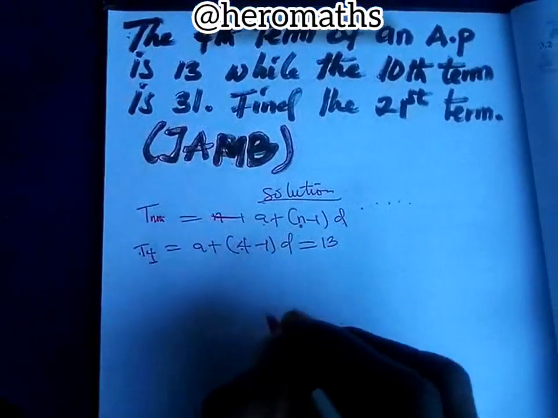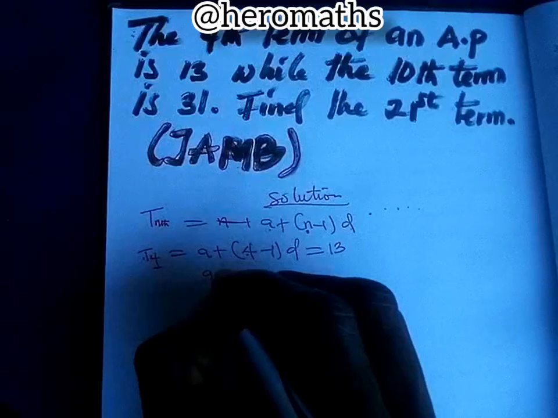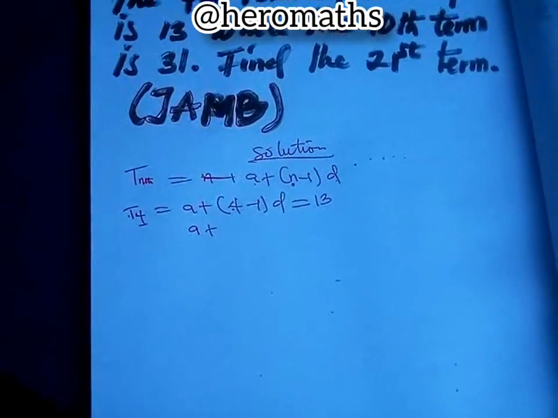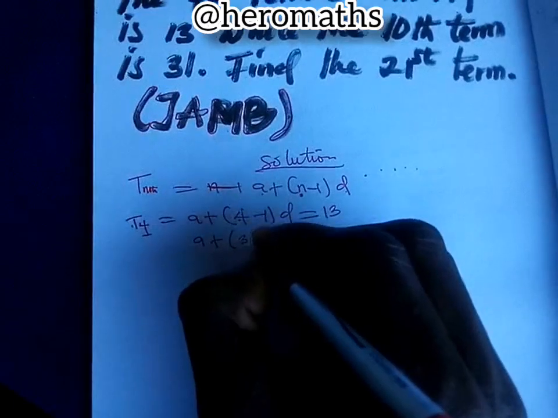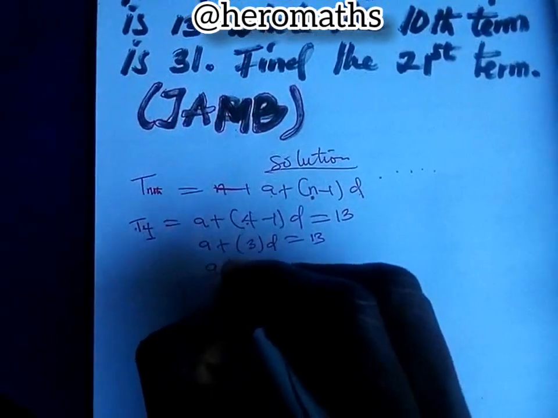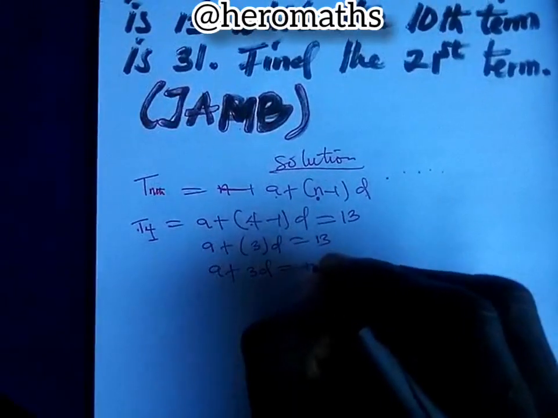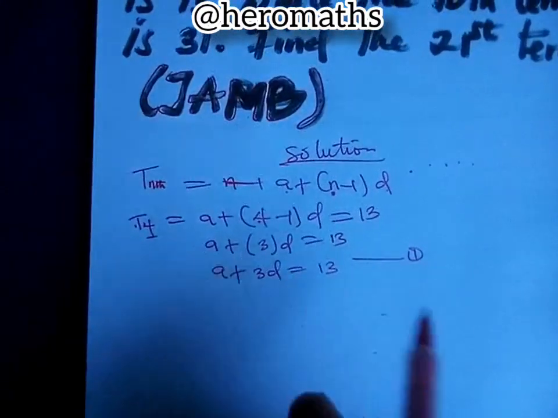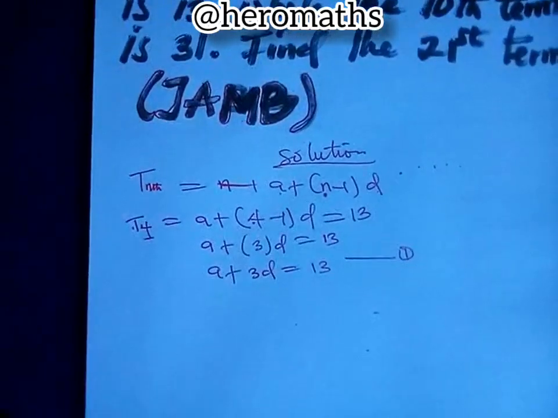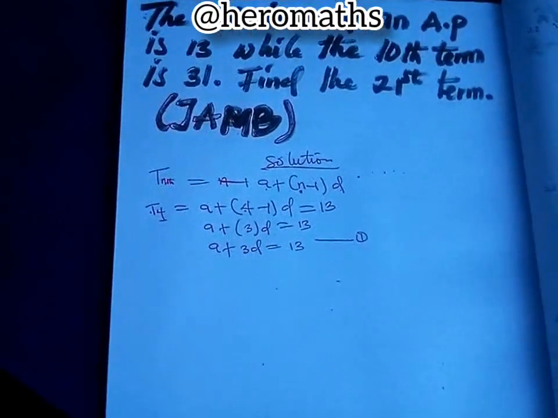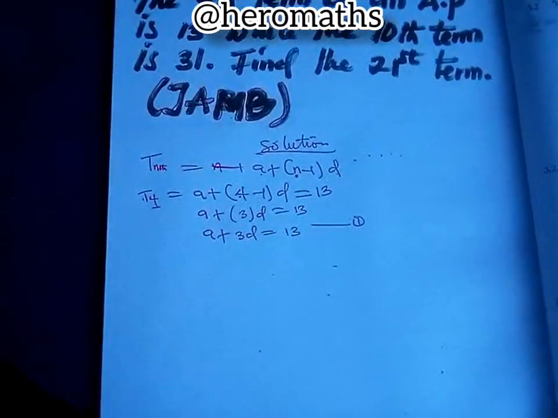Let's try to get an equation here. Then we have a plus 4 minus 1, which will give us 3. So this will be a plus 3d, and that is equal to 13. This is our equation 1. We name it equation 1. We open the bracket to have 3d. Don't get confused. So now let us go to the second one, which says the 10th term is 31.